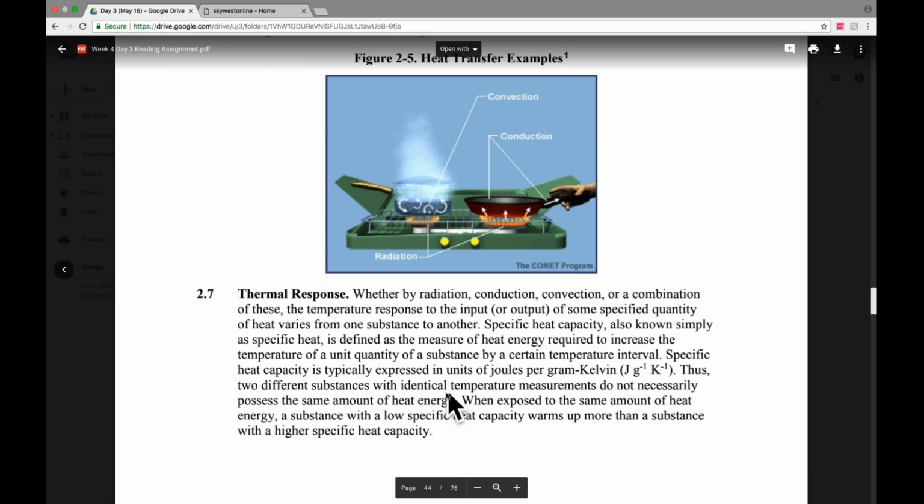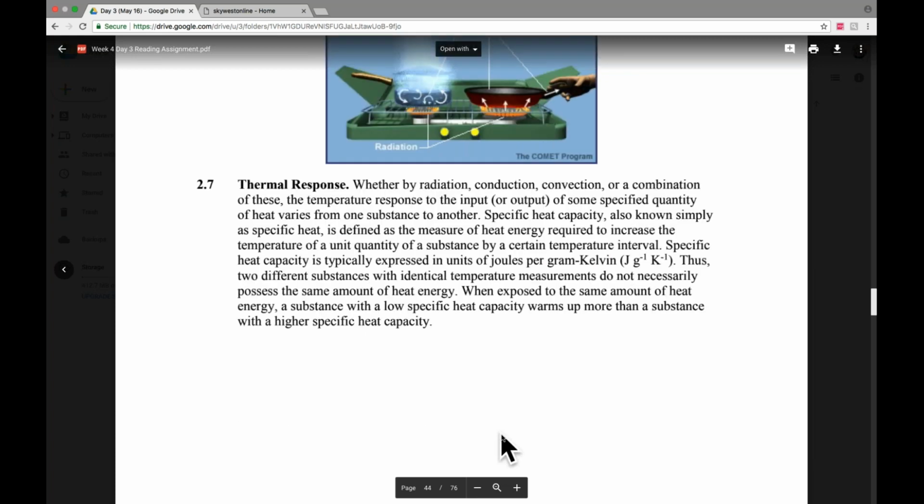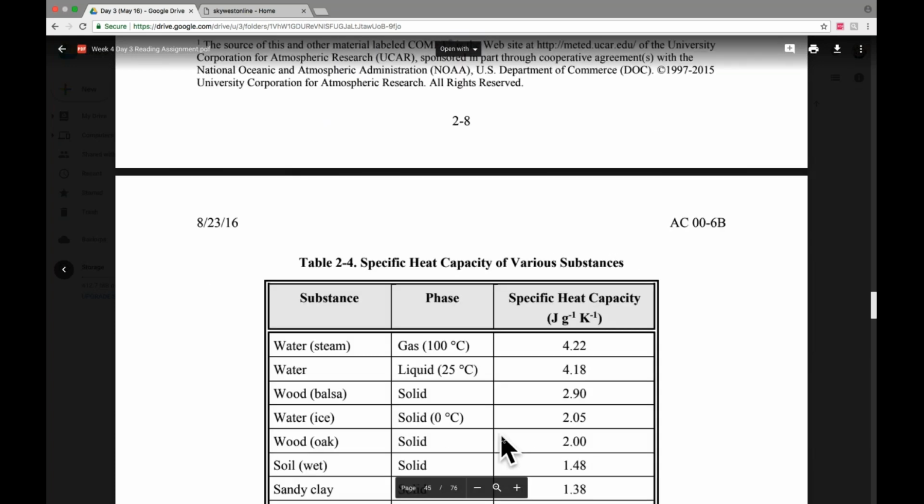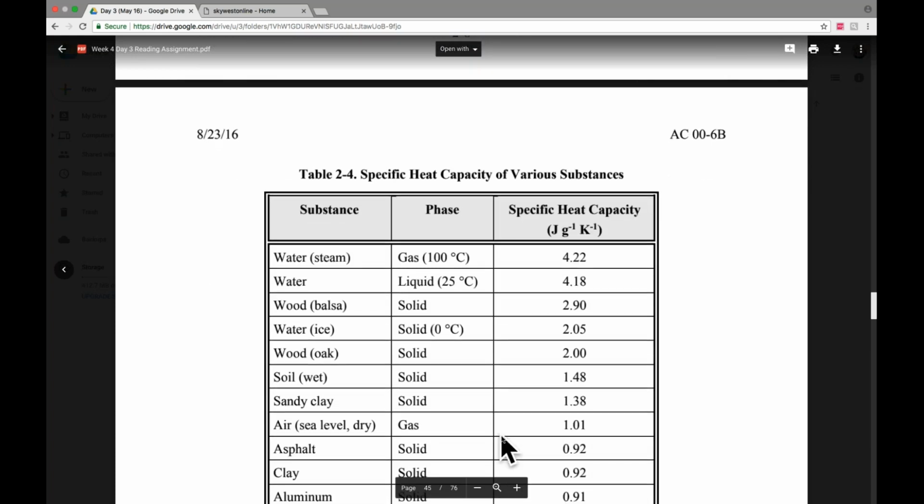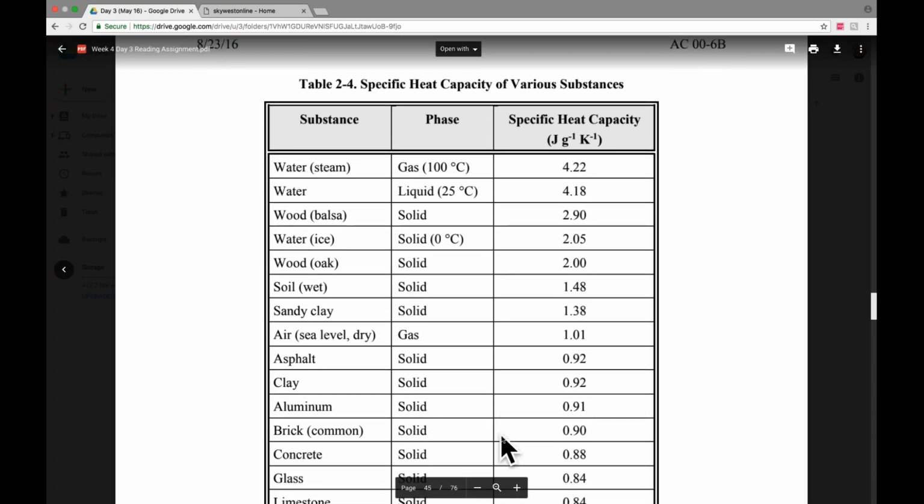Thus, two different substances with identical temperature measurements do not necessarily possess the same amount of energy. When exposed to the same amount of heat energy, a substance with a low specific heat capacity warms up more than a substance with higher specific heat capacity. Don't ask me to translate that into layman terms.